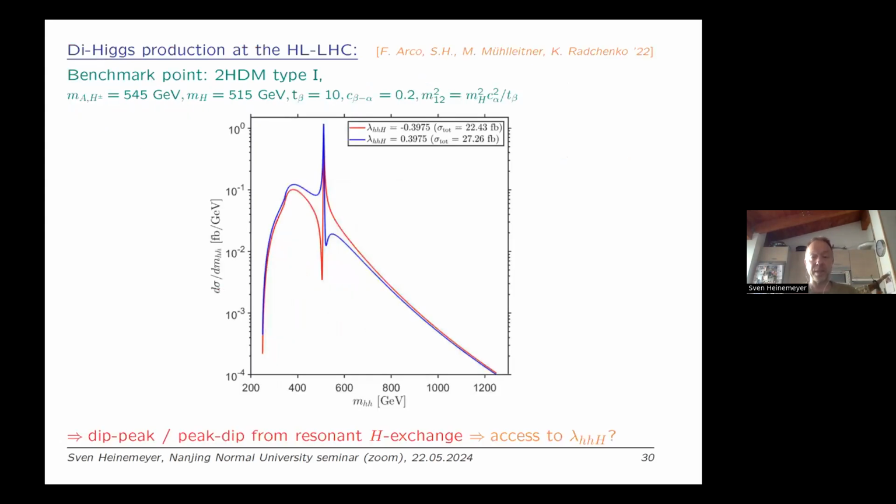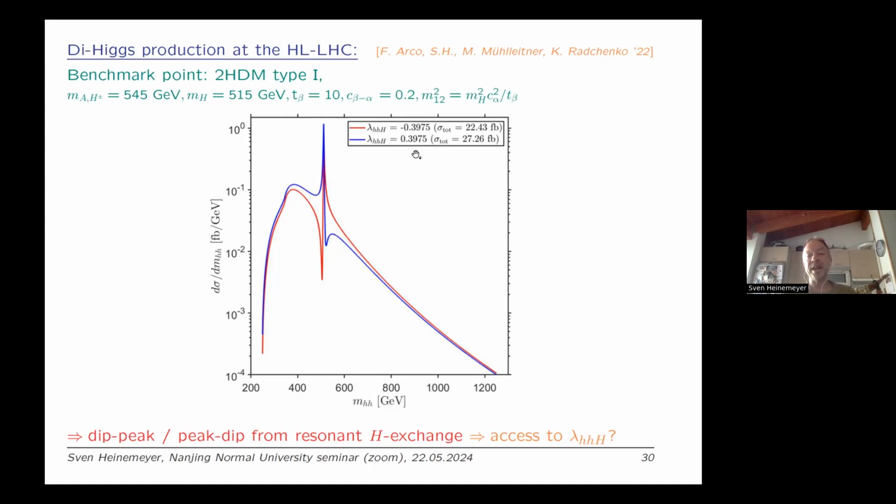And I will show you a few more effects, which will be important in the very last part, in the last 5 minutes of my talk. This is one benchmark point, 2HDM type 1, with these masses and these parameters. And let's look at the red line. This is the red line that we've effectively seen before. Just we do not take into account in this plot here the corrections to the kappa lambda. We focus here on the BSM triple Higgs coupling, and then we see this red line, which has this famous dip peak structure.